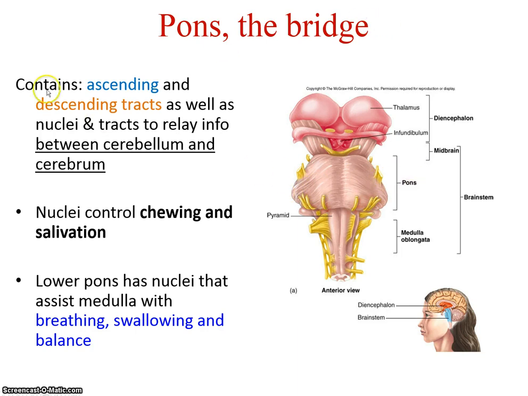Okay, so the pons again contains ascending and descending tracts, so these collections of axons going up onto the cerebrum and coming down from the cerebrum. There are nuclei here which help with breathing and a few other reflexes. And again, it is coordinating information between the cerebellum and the cerebrum. Nuclei here control, again, breathing, chewing, salivation, which are some of the responsibilities we give to the pons. Lower pons has nuclei that, again, assist the medulla with breathing, swallowing, and balance. And balance is a pretty profound sensory perception when we think about all the different parts of the brain involved.